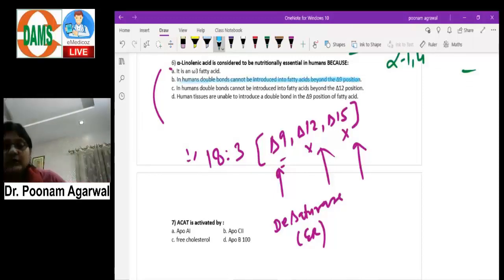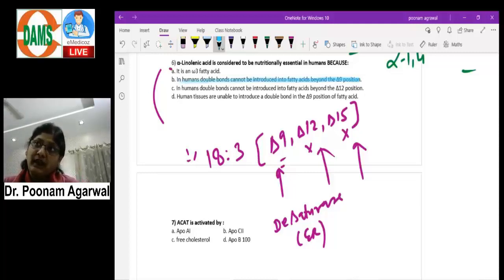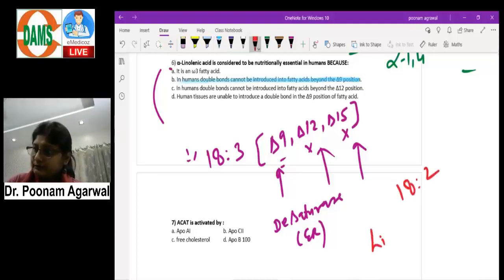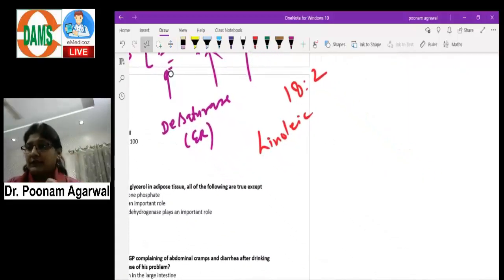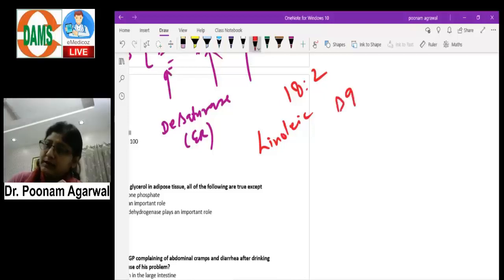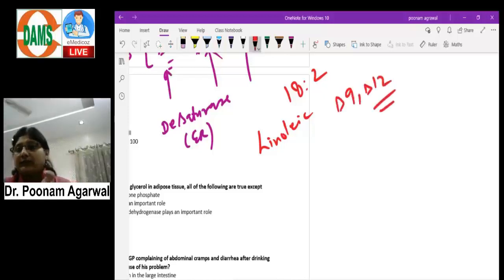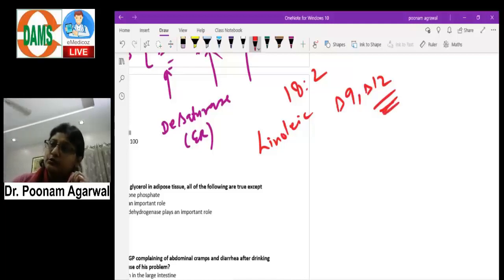We cannot introduce the double bond at delta 10, 11, 12, 13, 14, 15 position. So those fatty acids which are important for our metabolism, but they have the double bond beyond delta 9, they need to be provided in diet. Even linoleic acid, as I've told you, it's having 18 carbon 2 double bond. This is also involved in eicosanoid synthesis, and this 2 double bond is present at delta 9 and delta 12 position. Delta 9 can be introduced, but delta 12 cannot be introduced. So again, linoleic also becomes an essential fatty acid.